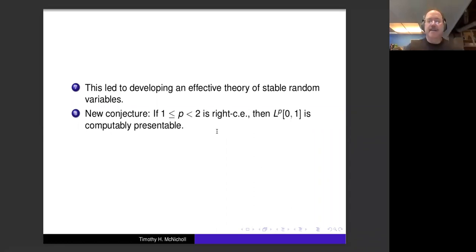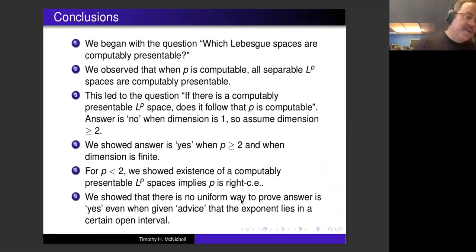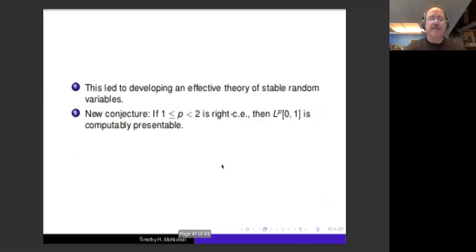I just think that if there were a proof of that, it would have to be at least uniform, at least on small intervals, and that's just not possible. Of course, on the way we developed an effective theory of stable random variables, which I think are interesting and beautiful in their own right. So I'll close out with some references.